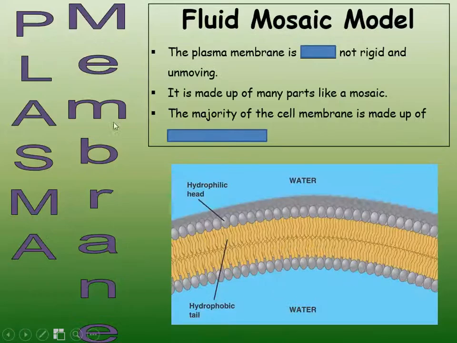Alright, so the plasma membrane. What we have for the plasma membrane is a fluid mosaic model. Now a mosaic is kind of like a collage, right? It means a collage kind of thing, so it's made up of many different things. We call it fluid because it's movable. So the plasma membrane is fluid, right? It's not rigid and unmoving.